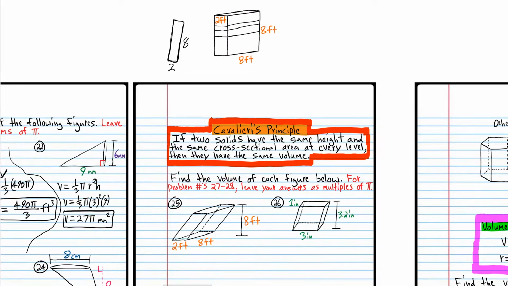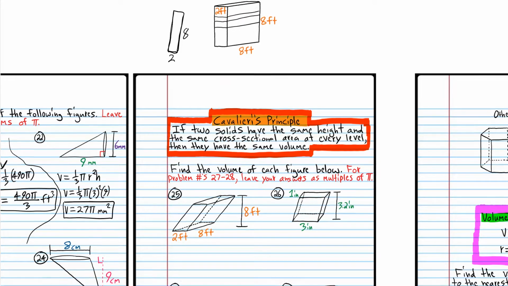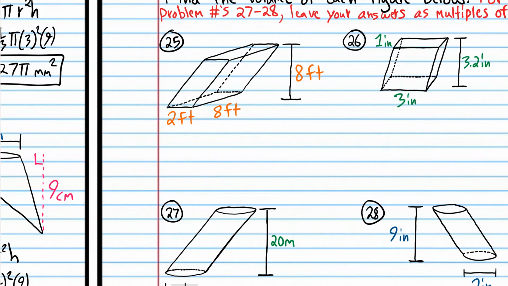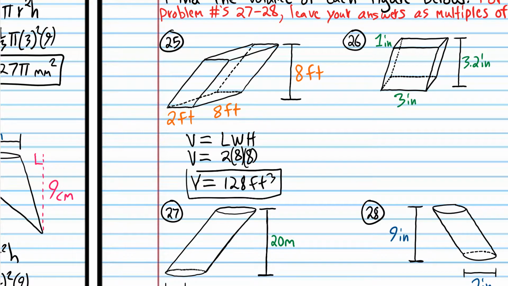So if those two things are true, Cavalieri's principle tells us that the volume is the same. So that's the whole point. I know that seems kind of complicated, but all that means is even though this is not a rectangular prism, you can use the formula for a rectangular prism. So 2 times 8 times 8, and again, it doesn't really matter what order you put those in. Now we get 128 cubic feet. So it's the same volume as that other problem we did.